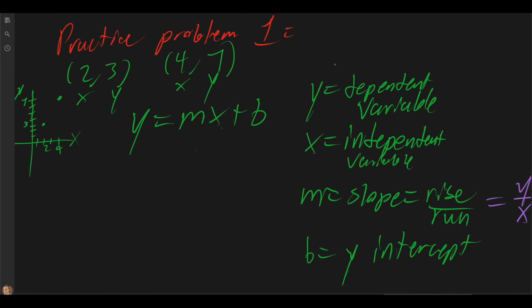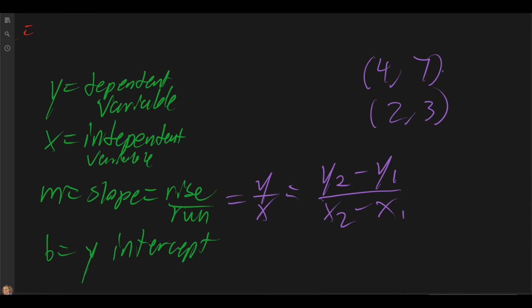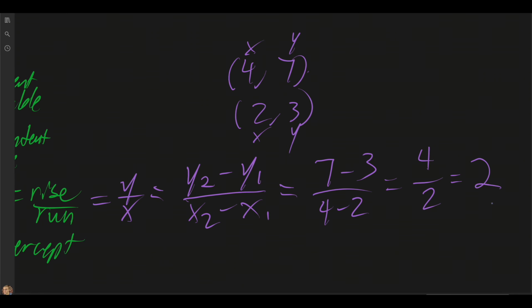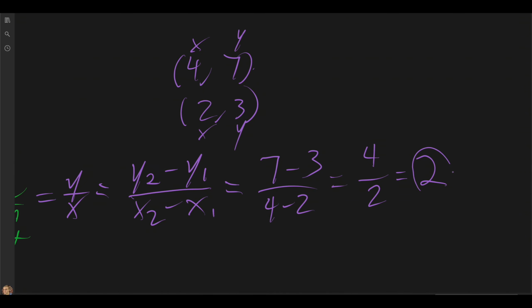We already know that 7 is y, 4 is x, 2 is x, 3 is y, and we can also write the equation as 7 minus 3 over 4 minus 2. Well, we know now that the slope, when we subtract both of them together, is going to be 4 over 2, which, 4 divided by 2, is going to be equal to 2. So our slope is going to be 2.